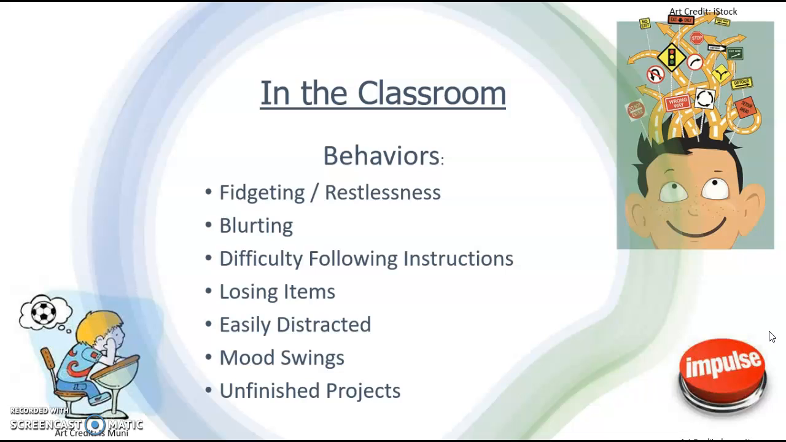In the classroom, students with ADHD have behaviors that have been broken into two main categories. These are poor sustained attention, which can look like daydreaming, and hyperactivity impulsiveness. In the classroom, a student with ADHD may show some of these behaviors: fidgeting or restlessness, blurting out the answers, difficulty following instructions, losing or misplacing items, being very easily distracted, quick and sudden mood swings, or unfinished projects, not completing an assignment before moving on to the next.